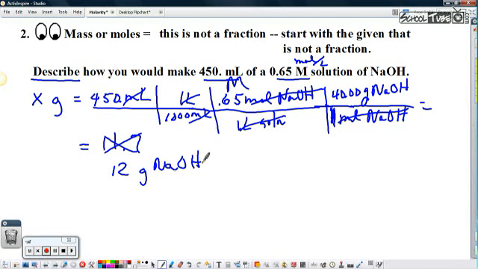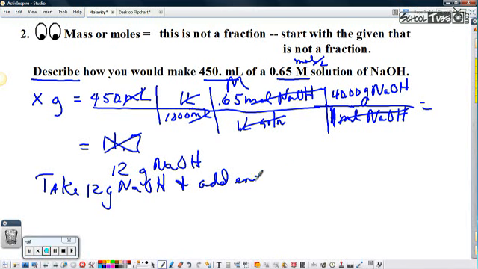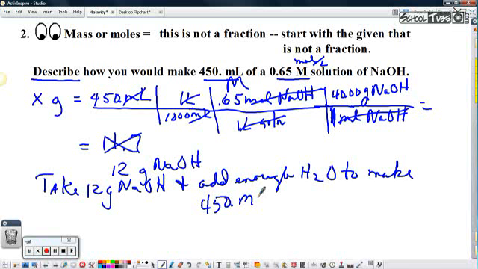Now the description. Take 12 grams NaOH and add enough water to make 450 milliliters of solution. Milliliters of solution.